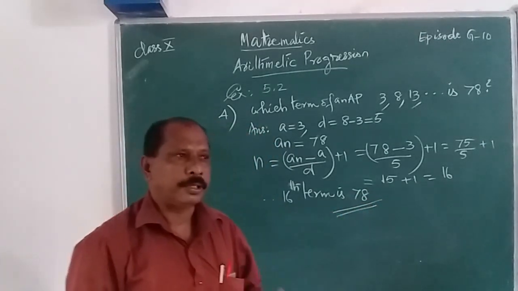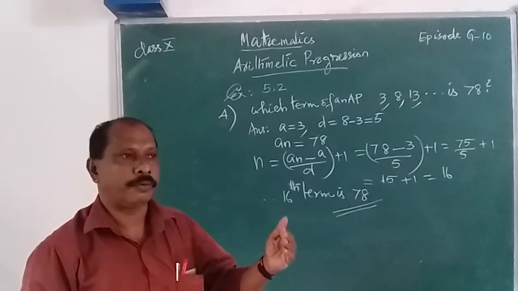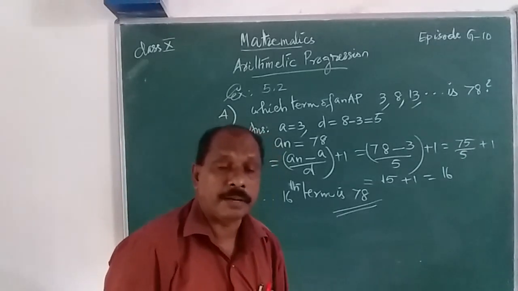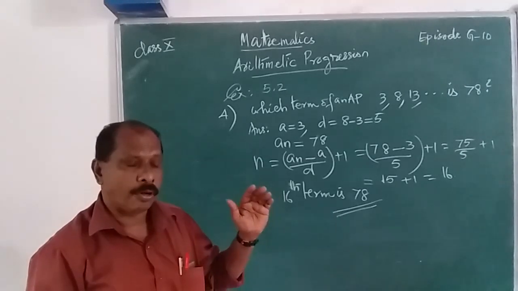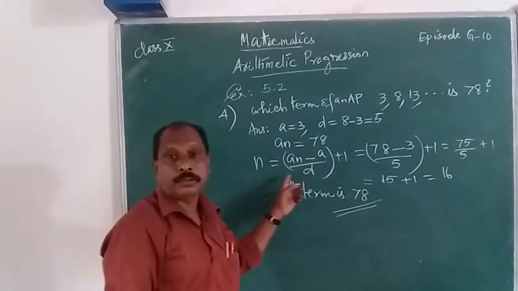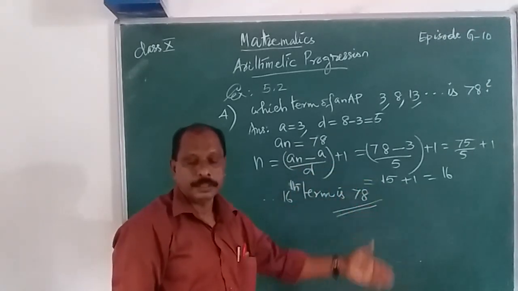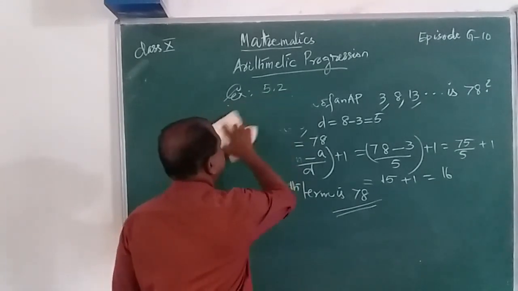Clear? That means the first, second, third, etc. terms are given. Therefore, we can find D, that is second minus first. And also the nth term is given, that is 78. Then the number of terms of that arithmetic progression is obtained using the formula n is equal to (an minus a) by d plus 1. We get 16. Therefore, the 16th term is 78.